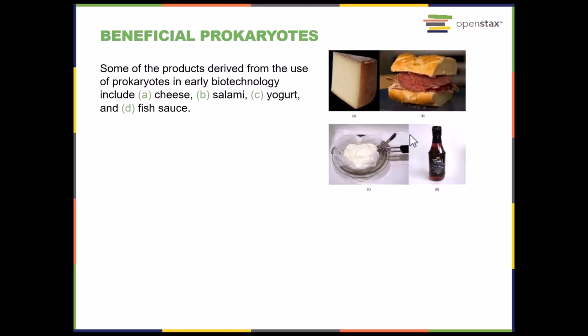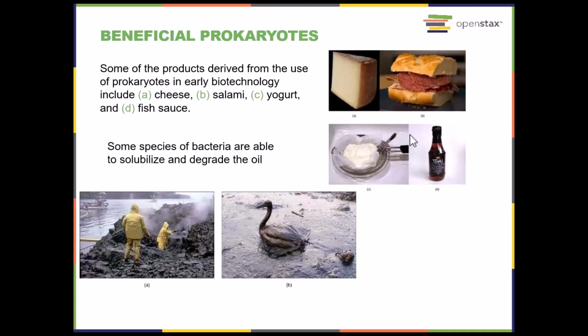So we also have other beneficial prokaryotes. Some are used, of course, to make various food items, cheese, yogurt. Many species of bacteria can also break up and degrade oil. In some big oil spills, like the Exxon Valdez spill, we can release these kinds of bacteria to break that down. We refer to it as bioremediation. We are using a biological organism to remediate.